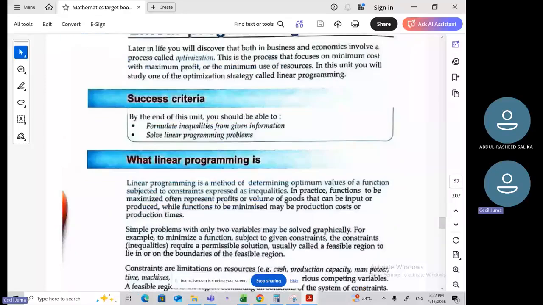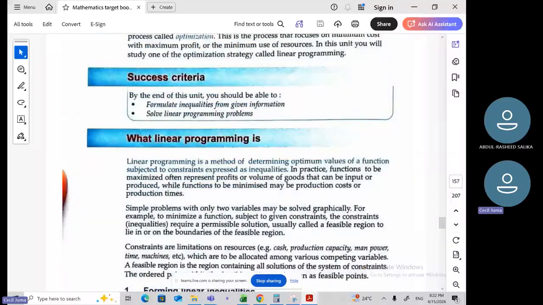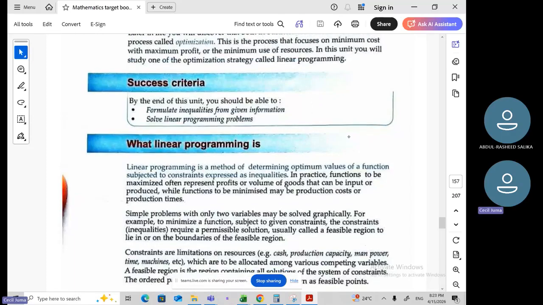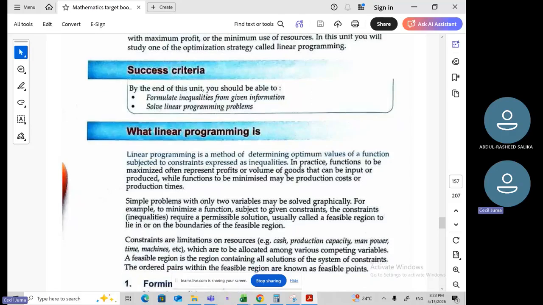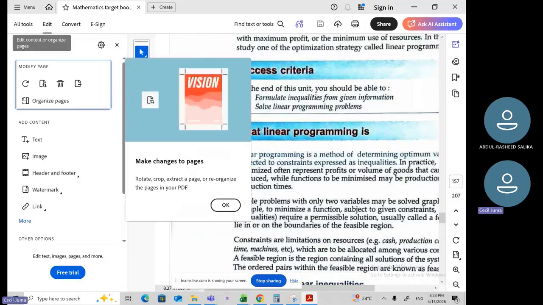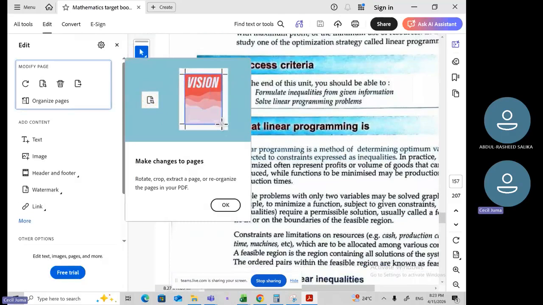Linear programming is a method that we use to determine optimum values of a function subjected to constraints expressed as inequalities. In this definition, we are focusing mostly on the constraints. Constraints are challenges that one has whenever you are trying to achieve a certain objective.